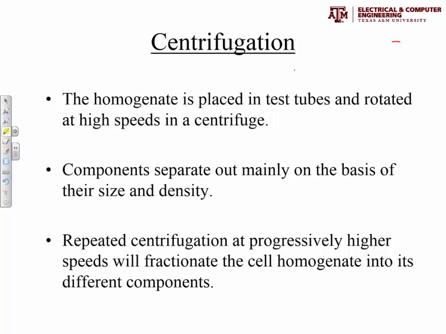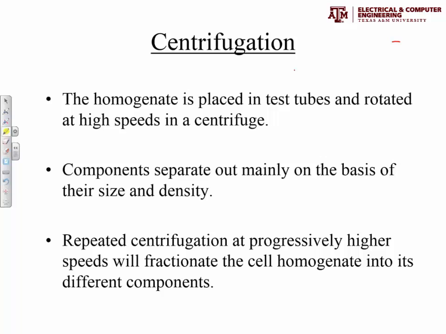So the homogenate is placed in test tubes and it's rotated at very high speeds in a centrifuge. And the components will separate out mainly on the basis of their size and density. Remember mv squared over r or whatever, the forces that are acting. They will separate out on the basis of their size and density. Now, you could repeat the procedure. You could initially rotate it at a particular speed, get some separation, collect the stuff at the bottom.